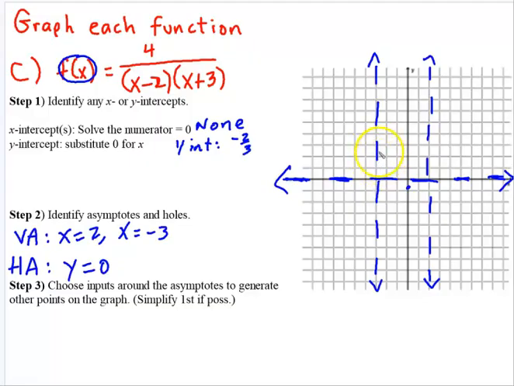Okay, so now the question becomes, on this side of the vertical, I'm not crossing the x-axis at all. So the question becomes, is the graph up here or is it down here? The only way to know that is to start testing numbers. All right, so the first number I come to, let's see, that's 1, 2, 3, -4. Input -4 and see what you get.